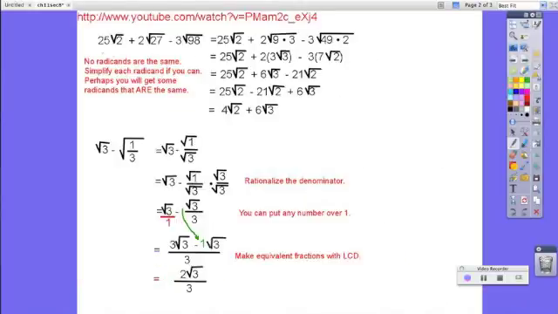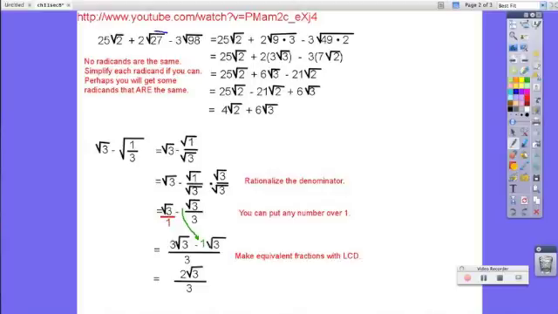Let's look at this problem here: 25 square root of 2 plus 2 square root of 27 minus 3 square root of 98. Now, these problems, you have to sort of look closely at them, because we have a square root of 2 here. We have a 98 and a 27.